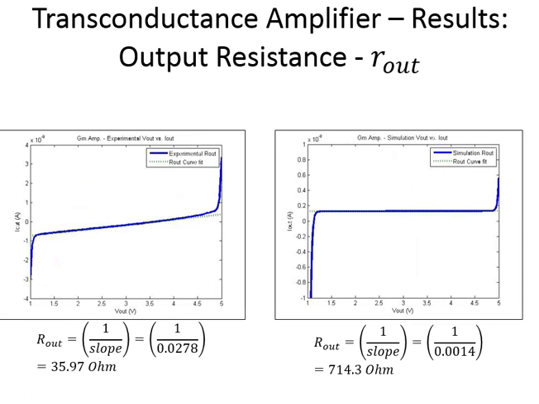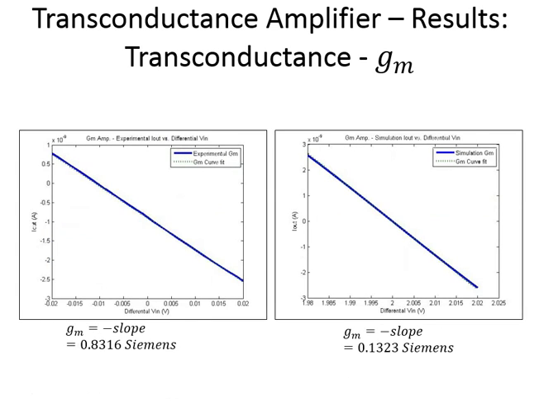Here's our output resistance. We saw that the output resistance in the simulation was much greater than in the experimental. Here are our transconductance graphs, and we found that the transconductance of the simulation was much less than the experimental data.